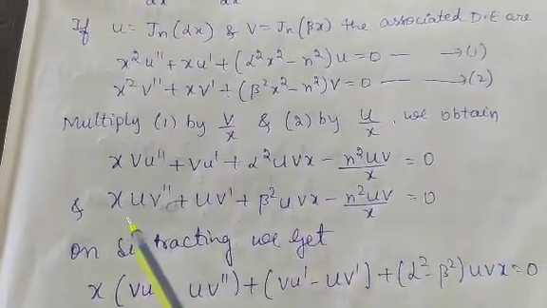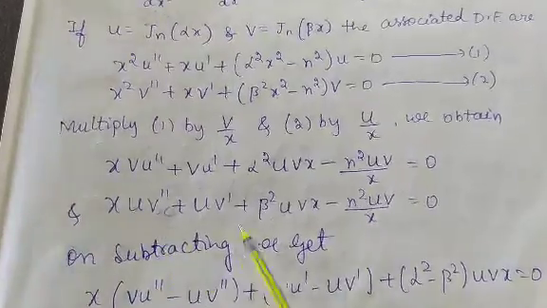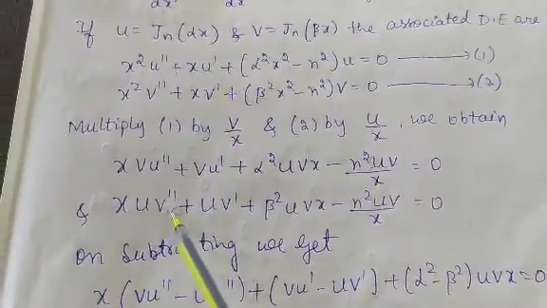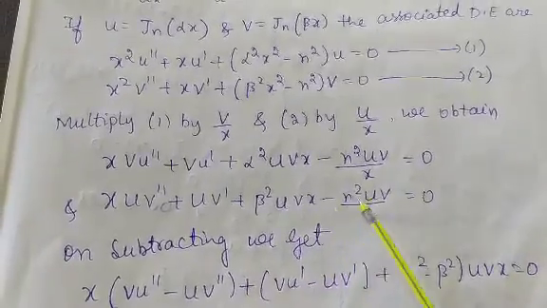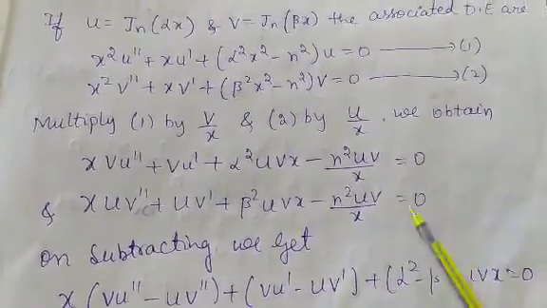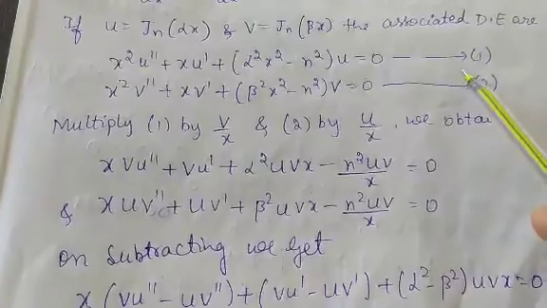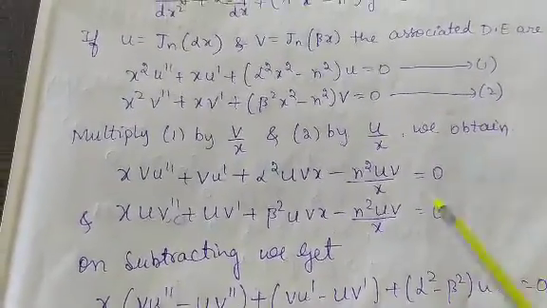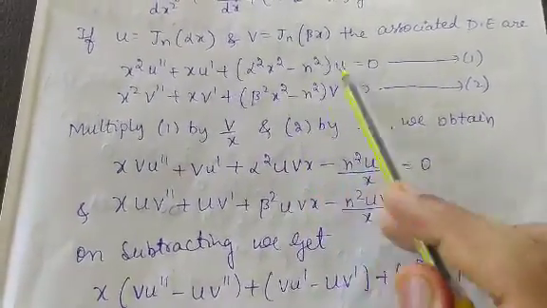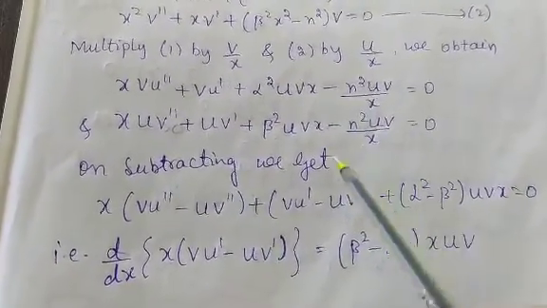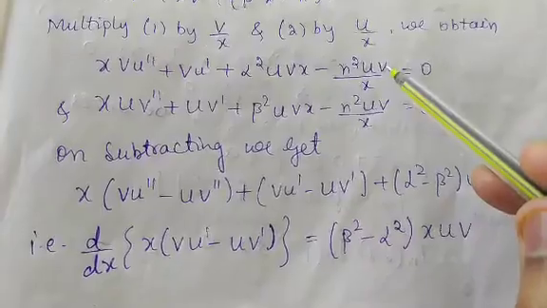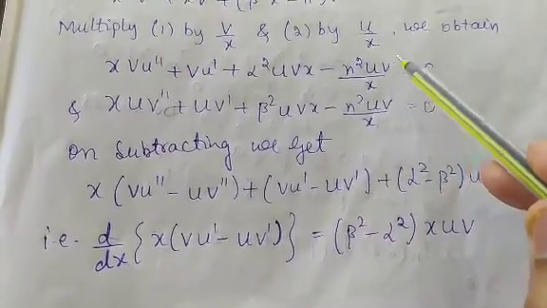And what about the second equation? The second equation is multiplied by u by x: x u v double dash plus u v dash plus beta squared u v x minus n squared u v by x equals 0. Same way, multiply equation 1 by v by x and equation 2 by u by x. After this, I am subtracting the equations. Call these 1 and 2.